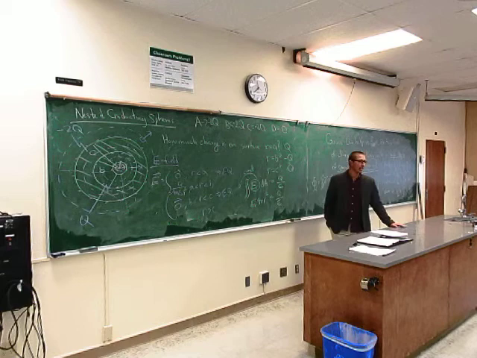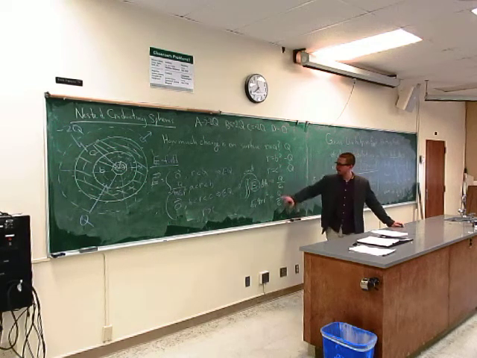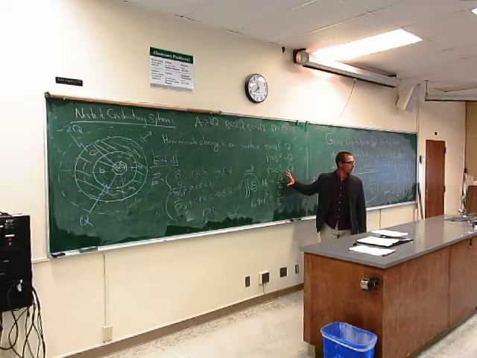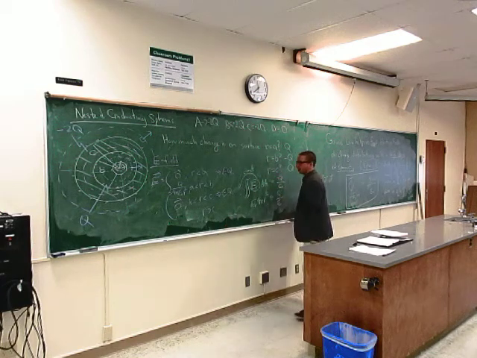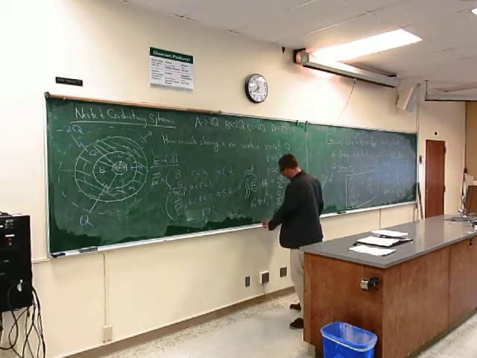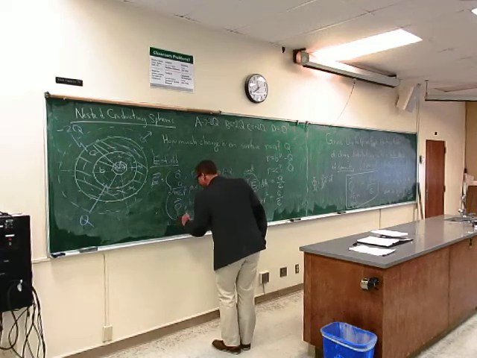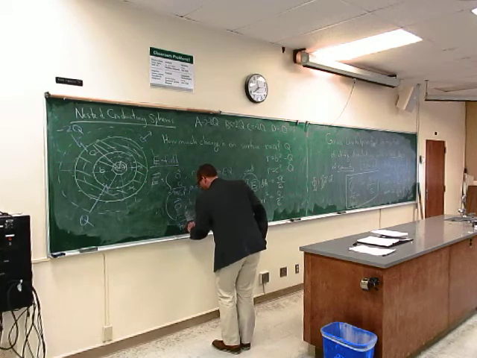So in fact, the calculation is going to be exactly the same as before, but now how much charge is enclosed? Negative Q, right? So the electric field is the same, it's just negative Q over 4 pi epsilon naught r squared.